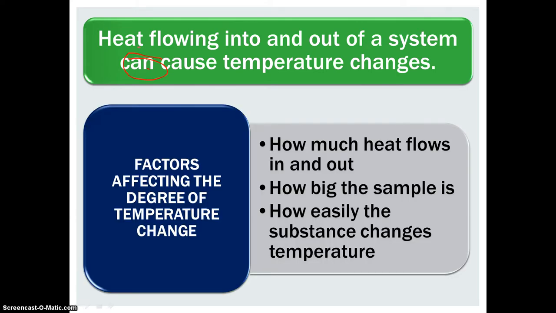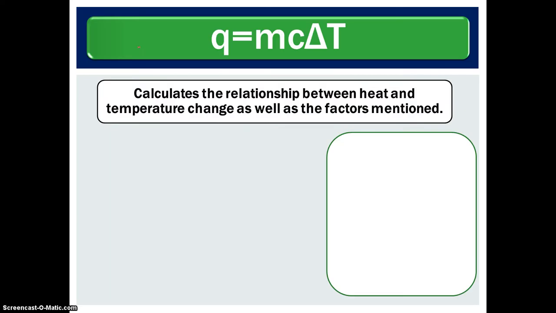Okay, so the factors that affect the degree of temperature change are how much heat flows in and out of the system, how big the sample is, how much mass it has, and how easily the substance changes temperature. So the key equation for this is Q equals mc delta T. It calculates the relationship between heat and temperature change as well as the factors we just mentioned.